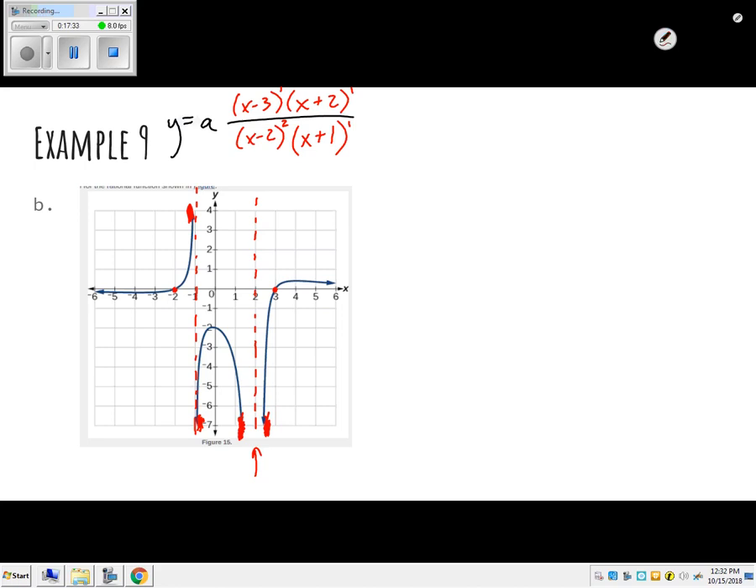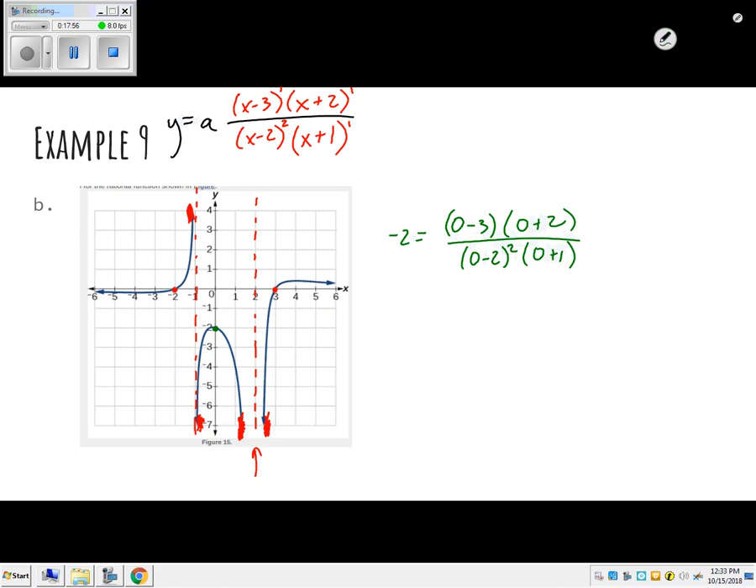I just need to find a nice point now. And I'm going to choose 0, negative 2. And then that should help me find that stretch factor. So I'm going to plug in that negative 2 for y. I'm going to plug a 0 in for all these x's. I like plugging in 0. That's going to make the work go pretty quick.